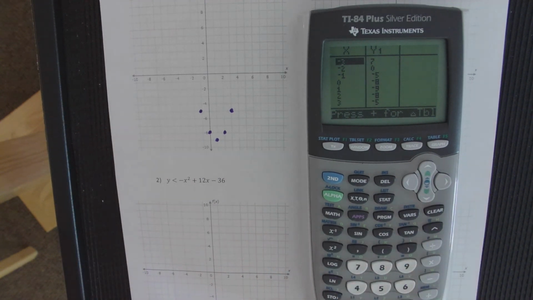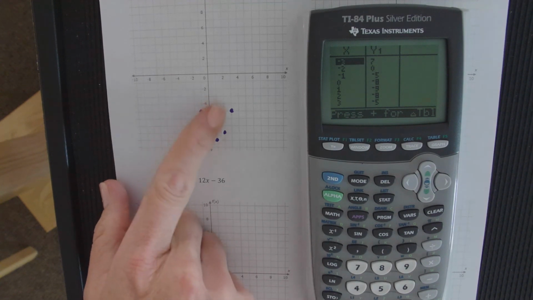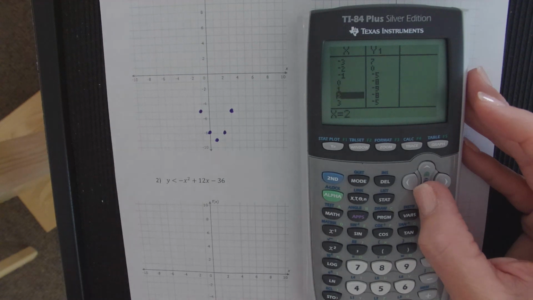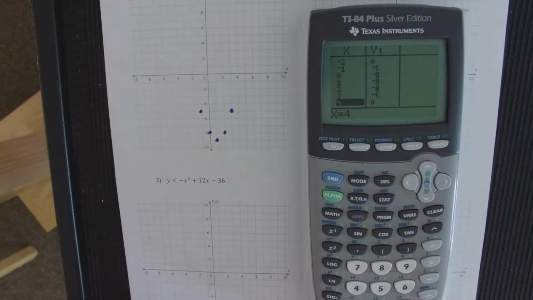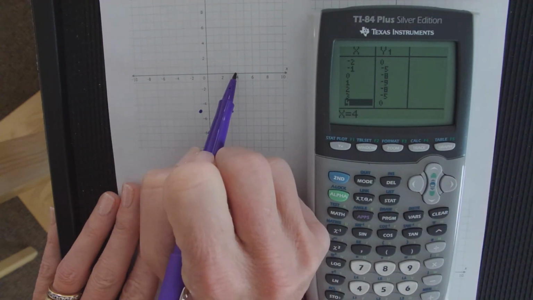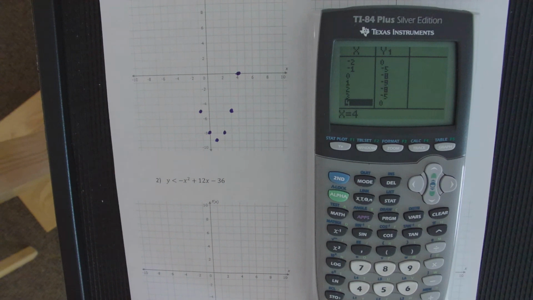All right. Let's do one more set of points. Let's just overkill it. Over here, I'm going to look at 4. Now, guys, you may need to use your arrow. X is 4. What is y? 0, which is also called the x-intercept. What's the definition of an x-intercept? When it touches the x-axis or when y is 0, both work.